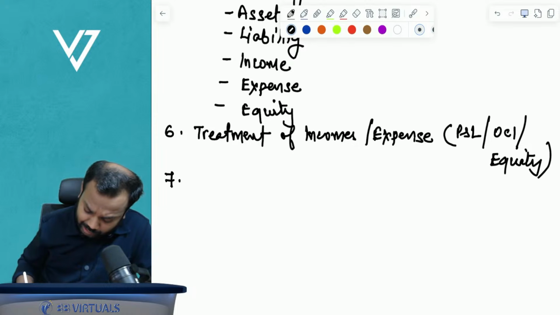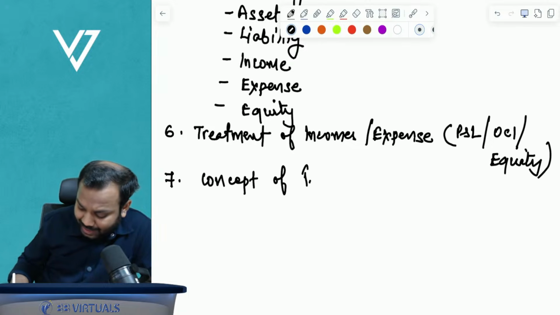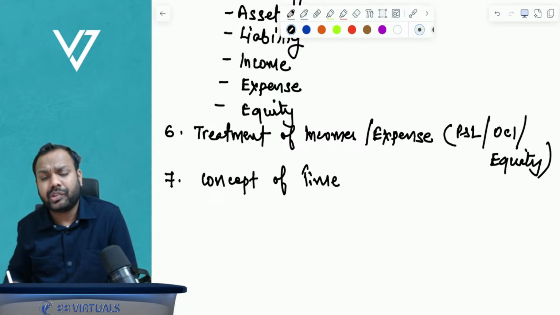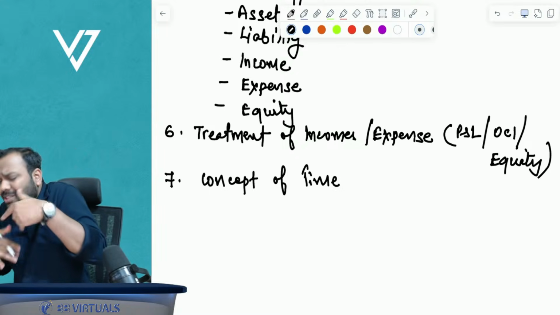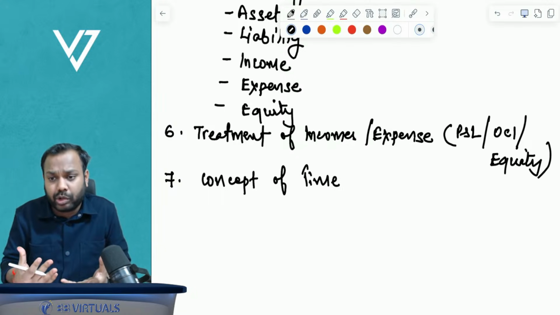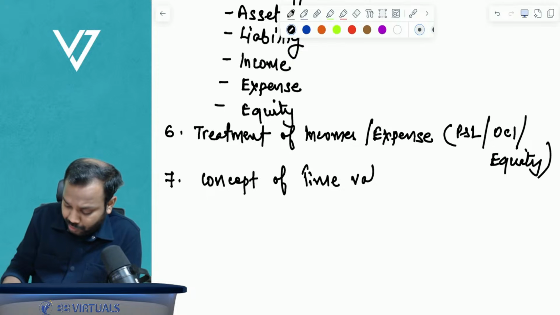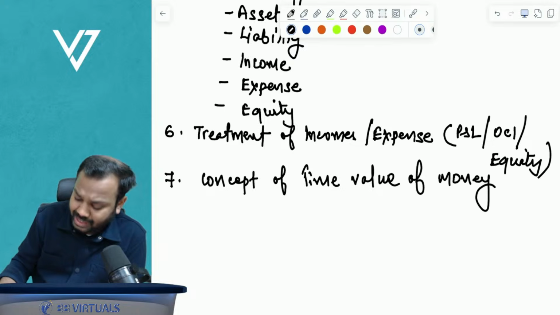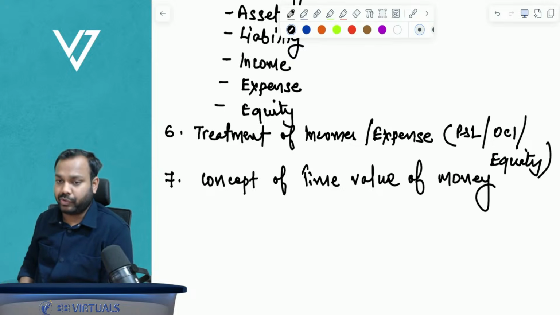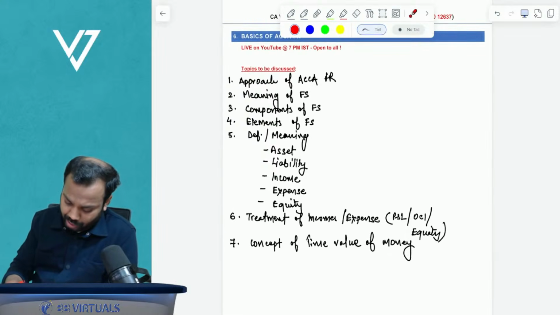Seventh part, we'll discuss the concept of time value of money. Generally, I have seen students struggling with how to compute present value, how to do the unwinding. What is the meaning of unwinding? What is the meaning of finance cost? What exactly is the relevance? So we'll discuss the concept of time value of money. We'll discuss this part as well.